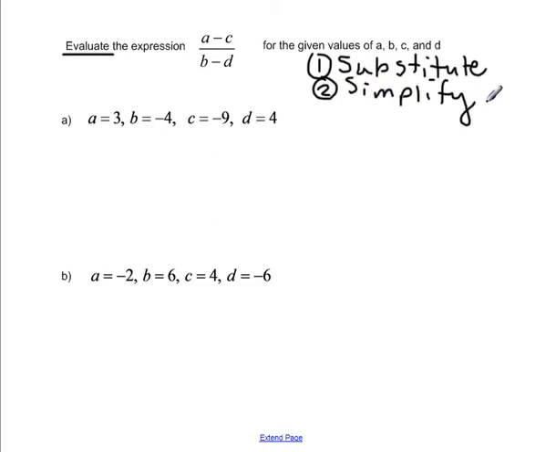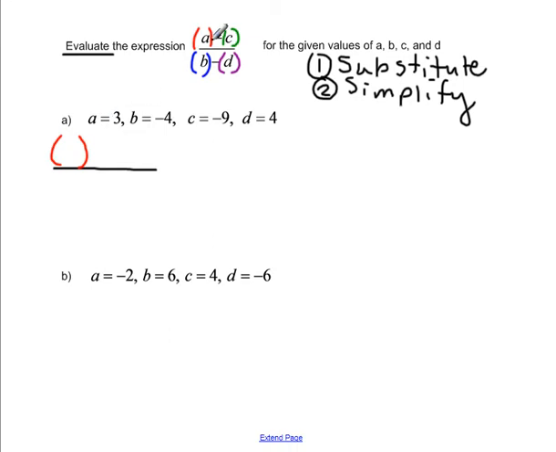So let's take a look at our first problem. We have different values for a, b, c, and d. And so we're going to start off with this original expression, and I'm going to take each of the variables and put them in their own little set of parentheses. And then as I rewrite the problem in my substitution step, I'm going to carefully put the values in the place of the variables, but still inside the parentheses.